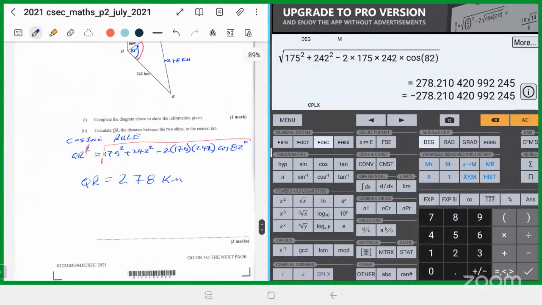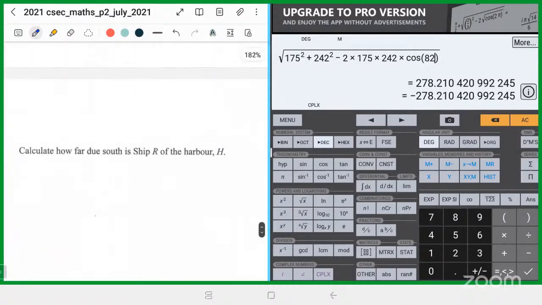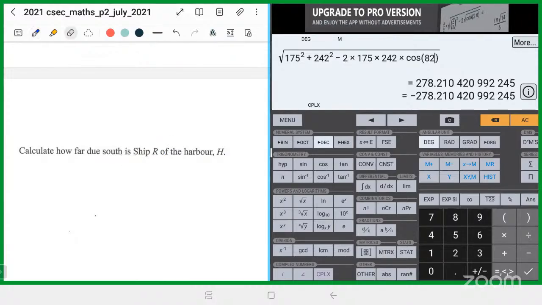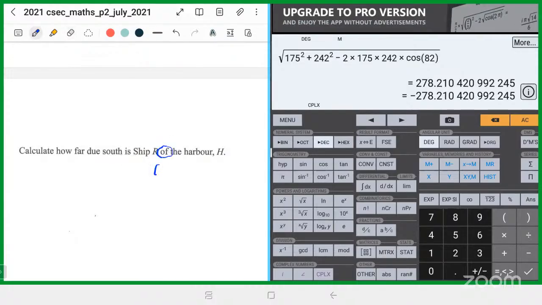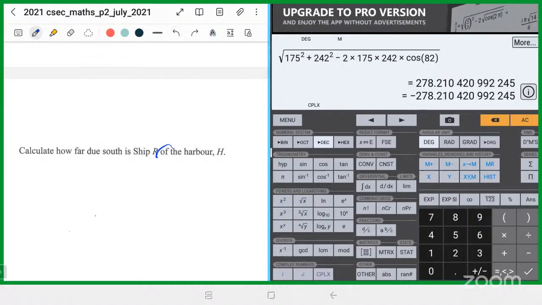That's what it says. It says calculate how far due south ship R is off. You see the word "off" in these things, it means from. Off means from. Just as I said, due means towards. So due means towards, off means from. Calculate how far due south, or how far towards the south, R is from H. So from H to R, how far south you're going.